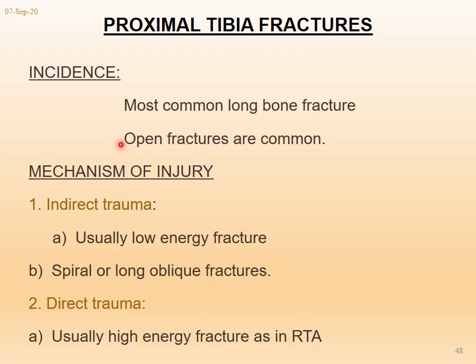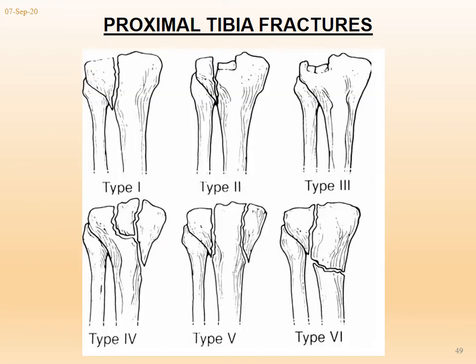Proximal tibia fractures. Incidence is most common among long bone fractures. It is associated sometimes with femur fracture. The mechanism of injury is indirect trauma and direct trauma, and the pattern is like this. The proximal tibia can break. Lateral condyle fracture. Lateral condyle fracture with depression of the articular surface, only depression of the articular surface, and medial condyle fracture, and medial and lateral condyle fracture. Any condyle fracture with extension of the fragment towards the shaft of the tibia.